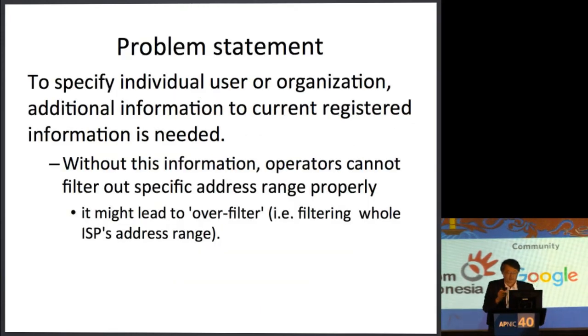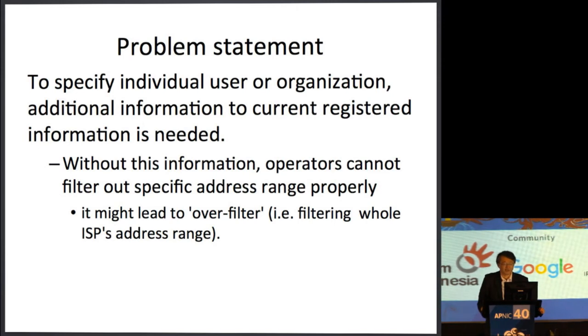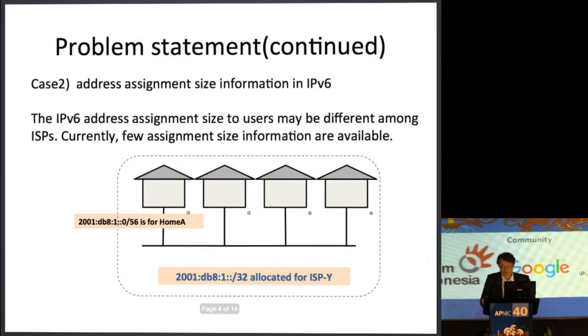Okay, this is the problem statement. To specify an individual user or organization in the current internet, additional information is necessary. Without this additional information, operators cannot filter out a specific abuse address, so it might lead to overfiltering in some cases. I will show you two examples.